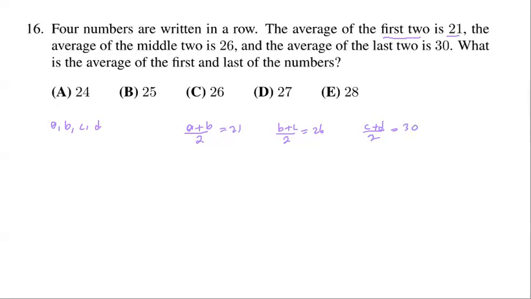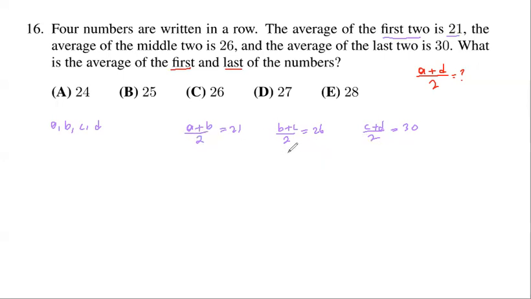Based on this, what we are looking for is the average of the first and the last number. The first number is A, the last number is D, and we are looking for the average of these two. If you've never tried this question, go ahead and try it first before you see this solution. We have three equations with four unknowns, and we are looking for the average of the first and the last number. I don't really want to find A, B, C separately. I just need to find the sum of A and D and see if that's going to help me, okay?